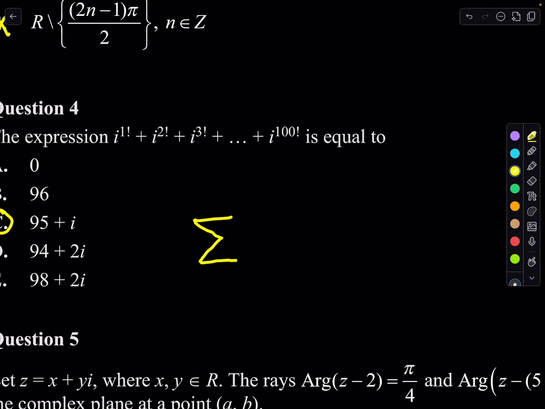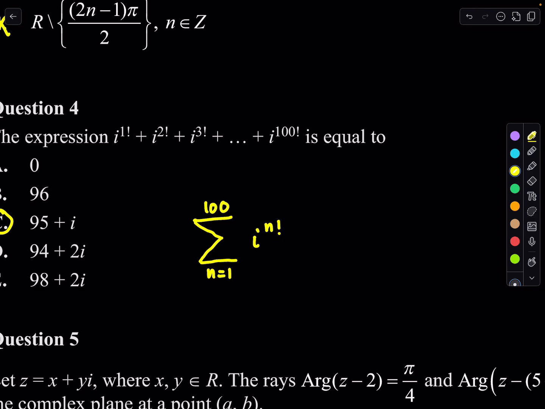Or what about if they were multiplied? You would use the product, which is this big pi over here. But because we're summing, we're going to have to use this. So what's the formula? It's actually i to the power of n factorial, because n can be any value, so 1, 2, 3, of course, n is an integer. And where are we starting? Well, we're starting at n equals 1. And where are we going? Well, we have to reach 100.